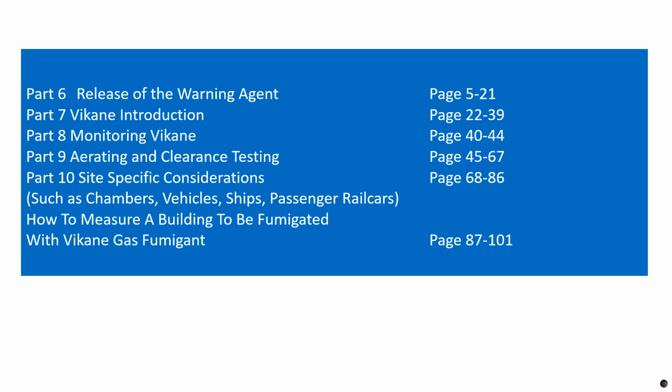Part 6, Release of the Warning Agent, page 5 through 21. Part 7, Vikane Introduction, page 22 through 39. Part 8, Monitoring Vikane, page 40 through 44. Part 9, Aerating and Clearance Testing, page 45 through 67. Part 10, Site-Specific Considerations, page 68 through 86, such as chambers, vehicles, ships, passenger rail cars. How to measure a building to be fumigated with Vikane gas fumigant, page 87 through 101.